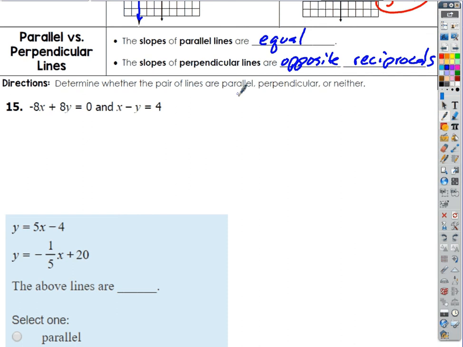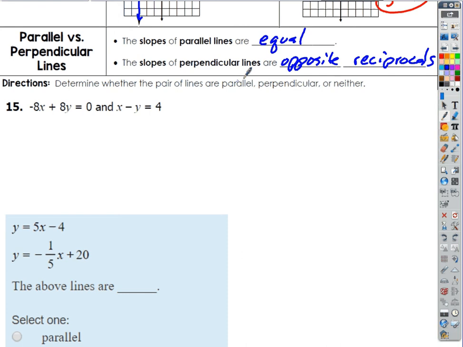Do we care about anything else? No. That's all we care about are the slopes. We don't care about the y-intercepts or any of that stuff. We just want to know, are the slopes the same? If they're perpendicular, are the slopes opposite reciprocals, right? We don't care about anything else. And if neither one of those things are true, then we know that they're neither parallel nor perpendicular. They meet at some other weird angle, right?